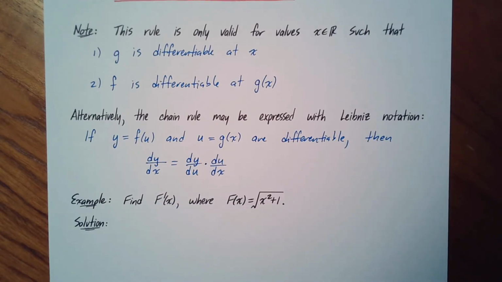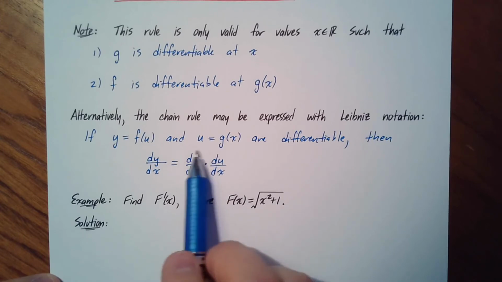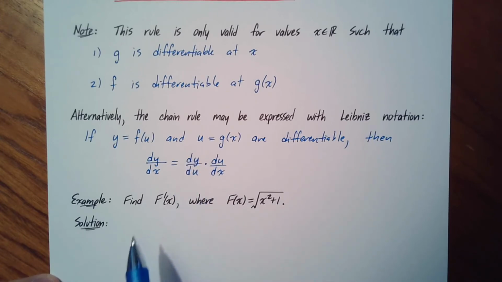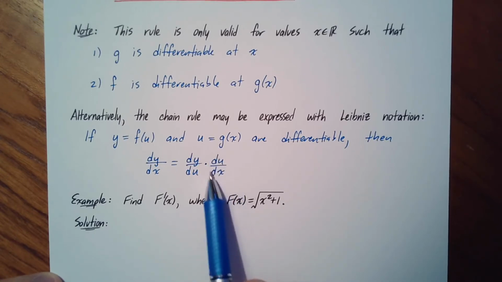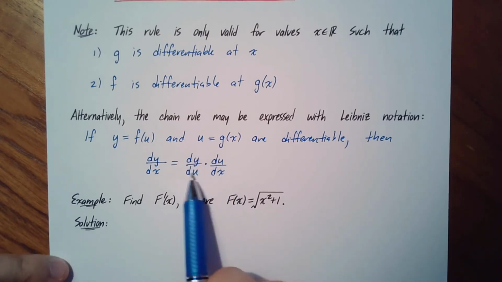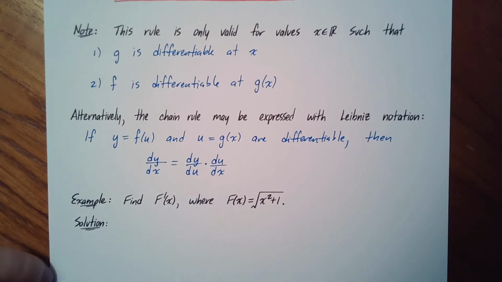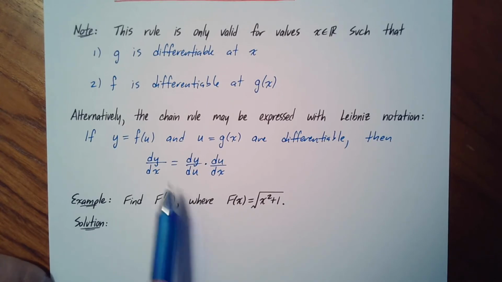But a lot of people actually find this a little bit easier to remember, and here's why. If you look at the right-hand side, these symbols here, dy du, it's not really a fraction. And du dx, it's not really a fraction either. This whole piece of notation is one symbol. Same with the dy du, it's one piece of notation. So we just have two quantities that we're multiplying. They're not really fractions. But it certainly helps to think of them as fractions sometimes, especially if you're trying to remember this rule or remember why it works.